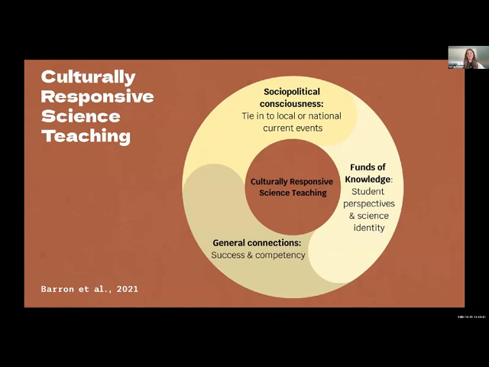The third tenet is general connections, which focus on success and competency. This means measuring student success and competency in a variety of ways, as opposed to traditional methods of exams and memorization. But how do we really promote student self-efficacy, student academic and science identity? And how do we do that through forming connections between the student, who they are, and the classroom content?